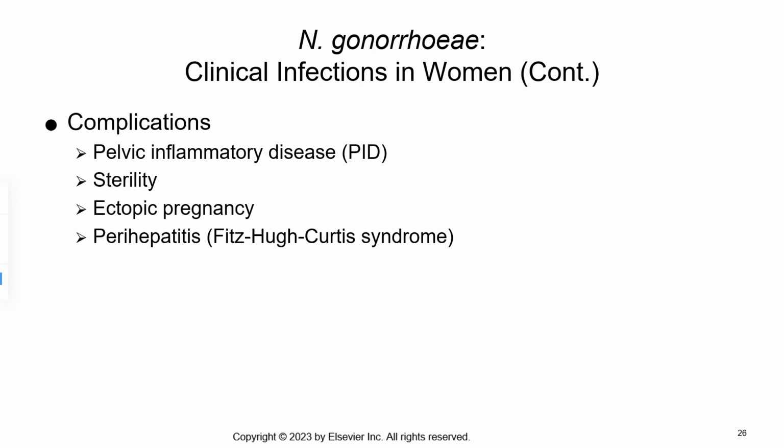Hepa is referring to the liver. Itis is inflammation. So hepat, H-E-P-A-T, liver, itis, inflammation. Peri means to surround something. So swelling or inflammation around the liver.